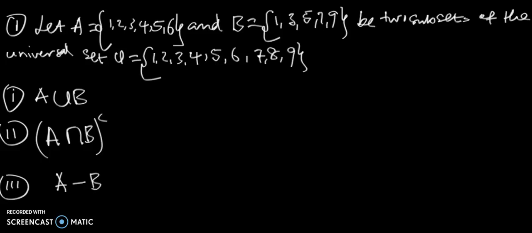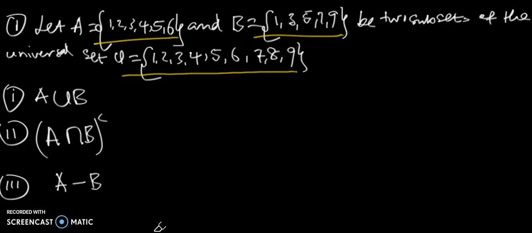Let set A be {1, 2, 3, 4, 5, 6} and B be {1, 3, 5, 7, 9}. A and B are two subsets of the universal set. It means that they were taken from the universal set.